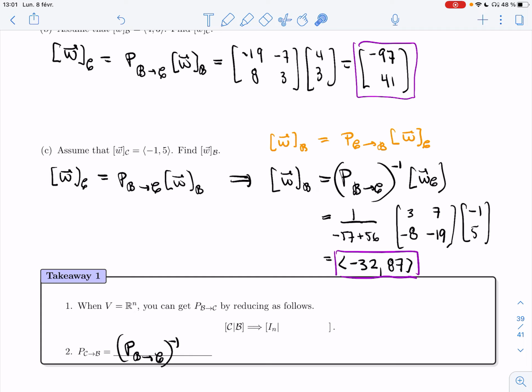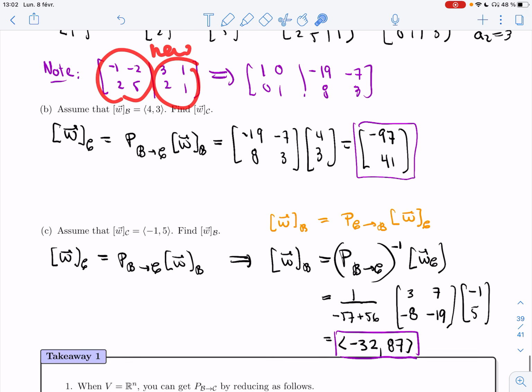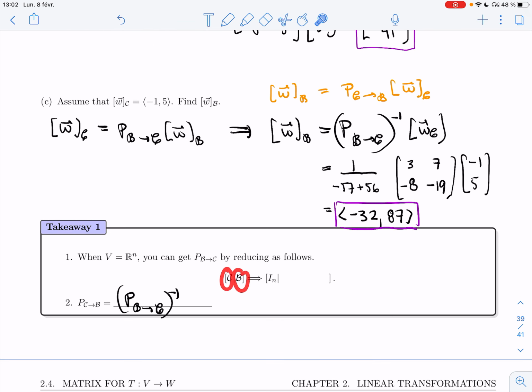And if V is Rn, like it was in the last case, you have a shortcut to find the transition matrix from B to C. Like I said here, you put the new and you put the old. So the new is C, the old is B. You reduce, you will get the identity because C is a basis. Whatever's on the right of it is the transition matrix from B to C. All right, so that's a shortcut. It works only in Rn. The construction works on any vector space, so we'll look at examples that are not in Rn in the next video.